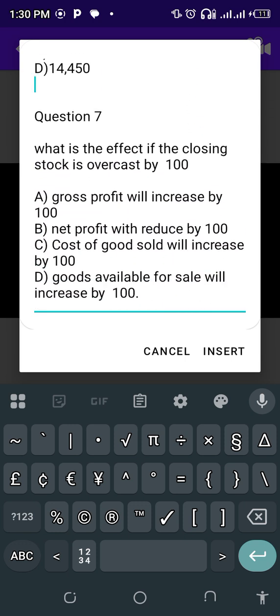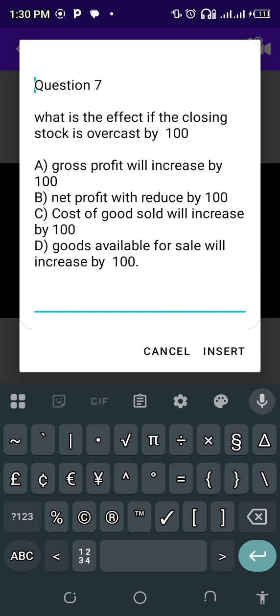Question 7. What is the effect if closing stock is overcast by 100? Option A, gross profit will increase by 100. Option B, net profit will reduce by 100. Option C, cost of goods sold will increase by 100. Option D, goods available for sale will increase by 100.